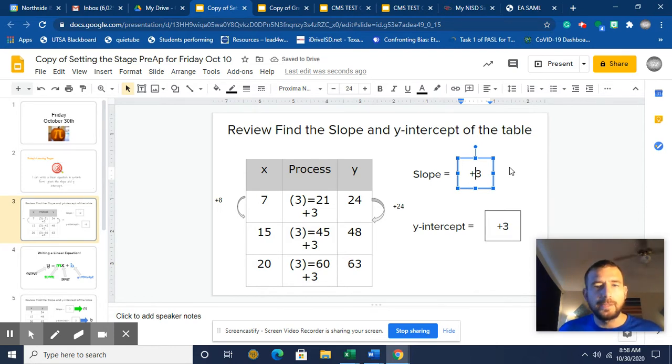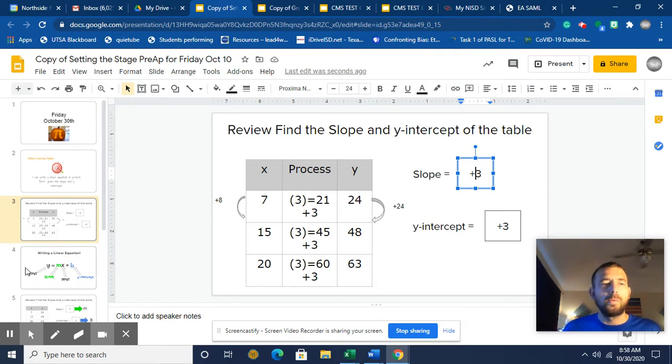Now, some key things here for today's instruction and moving forward is that we really need to make sure we understand that that was a positive 3 for slope and a positive 3 for the y-intercept, because it's going to make a difference when we start inputting these into the linear slope-intercept form equation. Okay, because it's going to change the way the equation looks if it's negative. So make sure that you understand that we need to hold on to those positives and negatives.